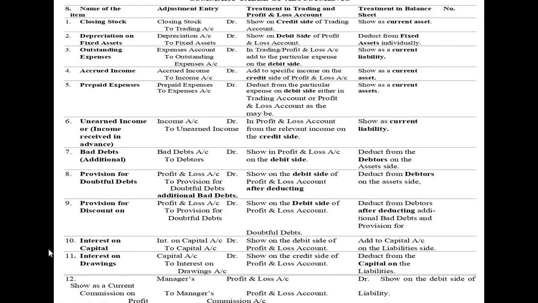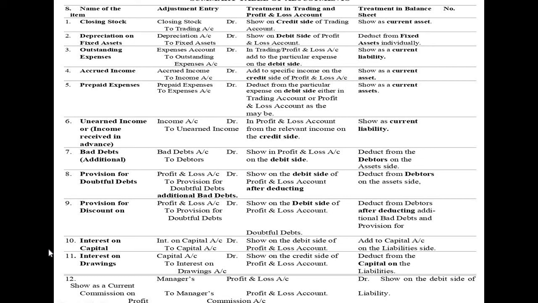The next is depreciation on fixed assets. Depreciation is a permanent decrease or reduction in the value of a fixed asset. The asset may reduce in value due to its constant use or even sometimes due to its non-use. The adjustment entry is depreciation account to fixed assets account. Depreciation is shown on the debit side of the profit and loss account and is deducted from the asset in the balance sheet.